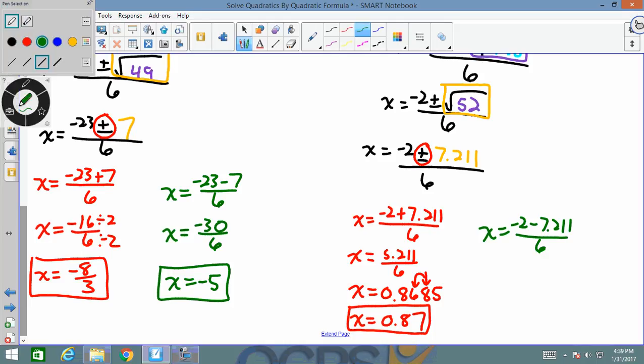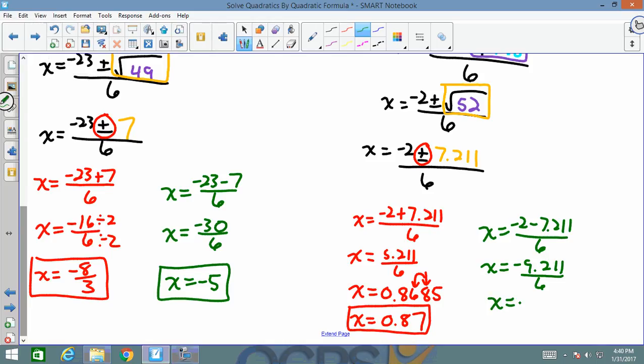And on the other side, it's negative 9.211 over 6. Which is negative 1.535, again 2 decimal places, so that 5 rounds that 3 up, so it's x equals negative 1.54.